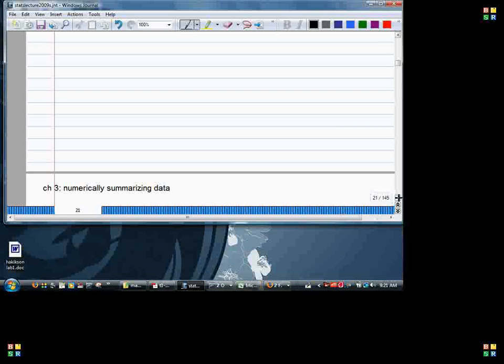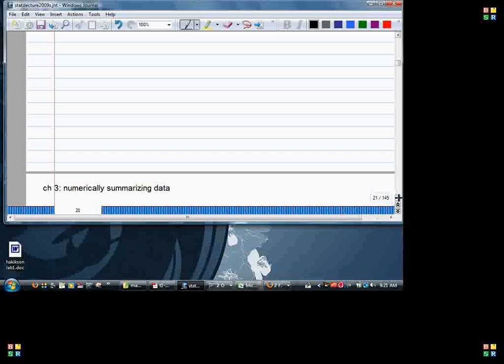Okay. On to chapter 3, numerically summarizing data. So what we had done before was we said, suppose you have all this data, how can you make a picture or some sort of visual representation of your data? Pie charts, bar graphs, histograms, frequency polygons, all that.